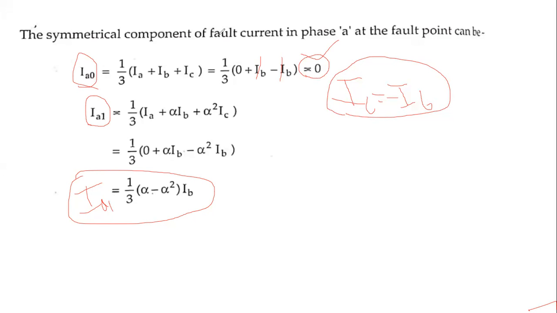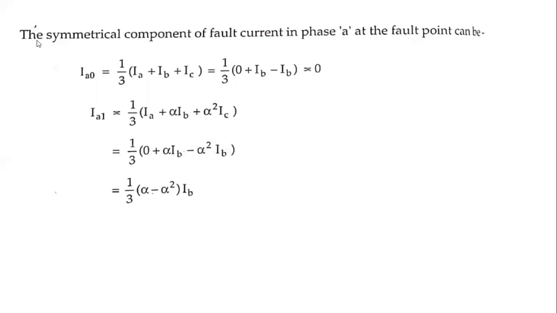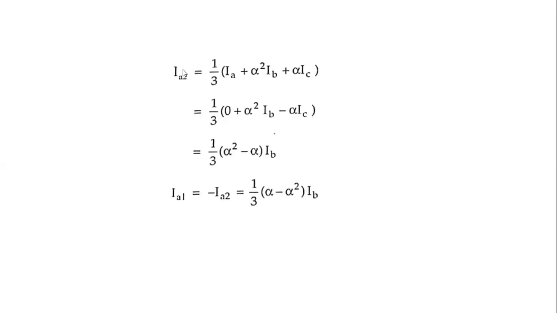Similarly we calculate the negative sequence current, that is IA2. Therefore IA2 is equal to 1 by 3 into IA plus alpha square into IB plus alpha into IC. In this equation, we substitute IC is equal to minus IB and IA is equal to 0.